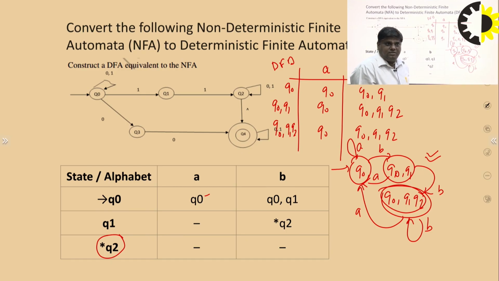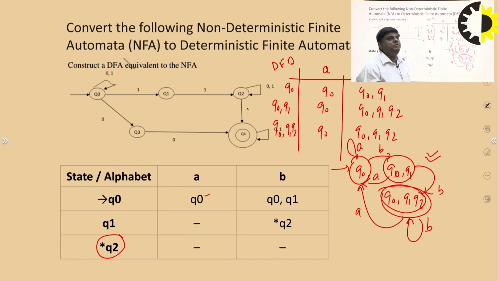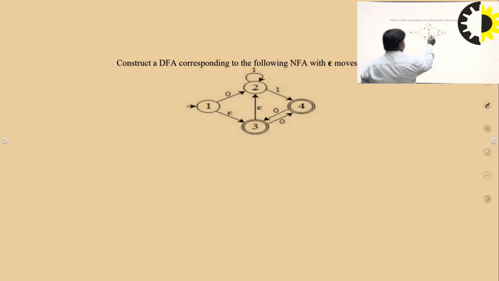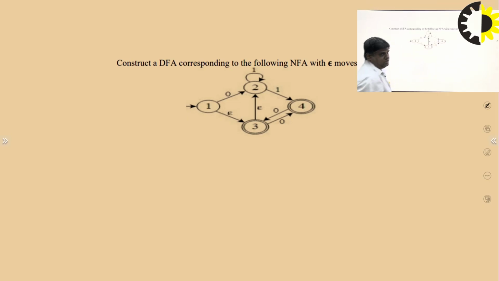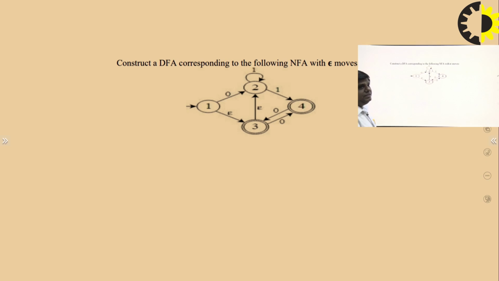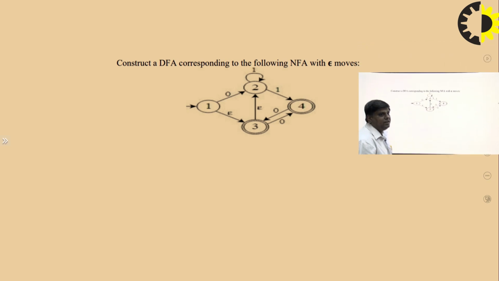This question is asked from the university point of view, but now we move to the GATE point of view. This question is important because here there is epsilon closure, epsilon move. So first we find the epsilon closure.